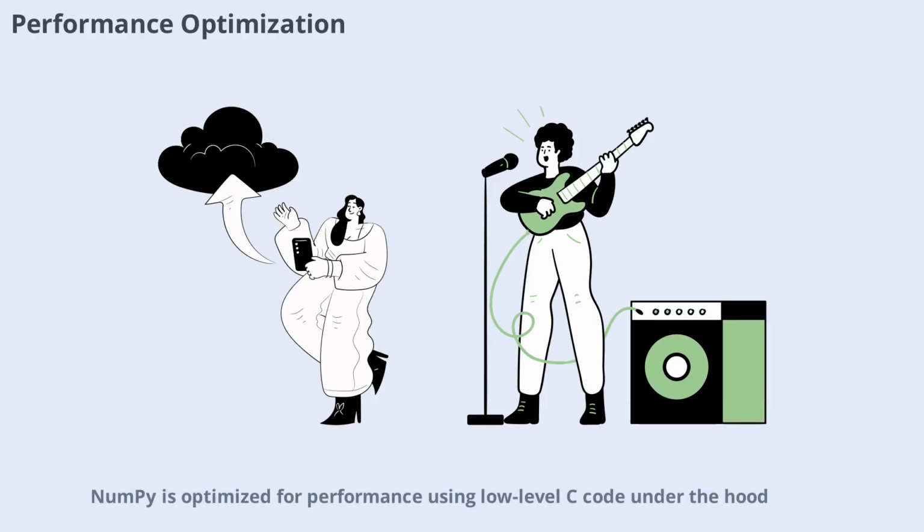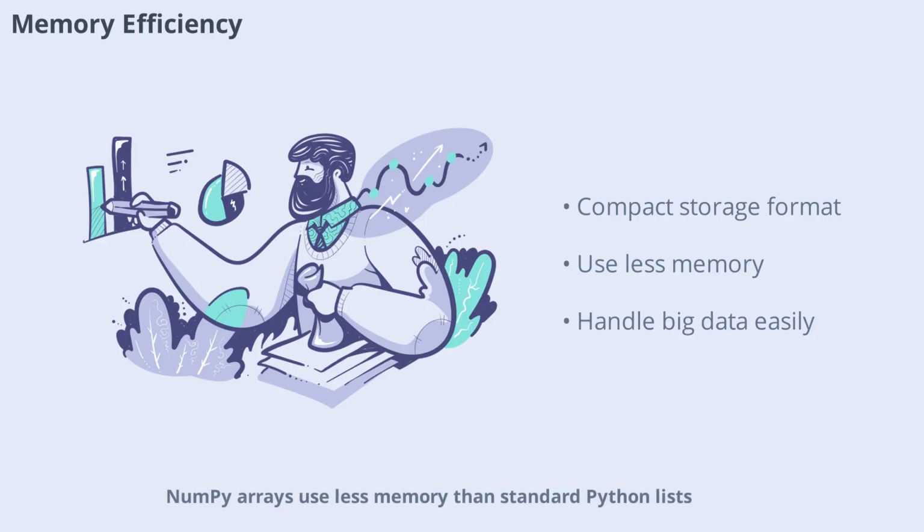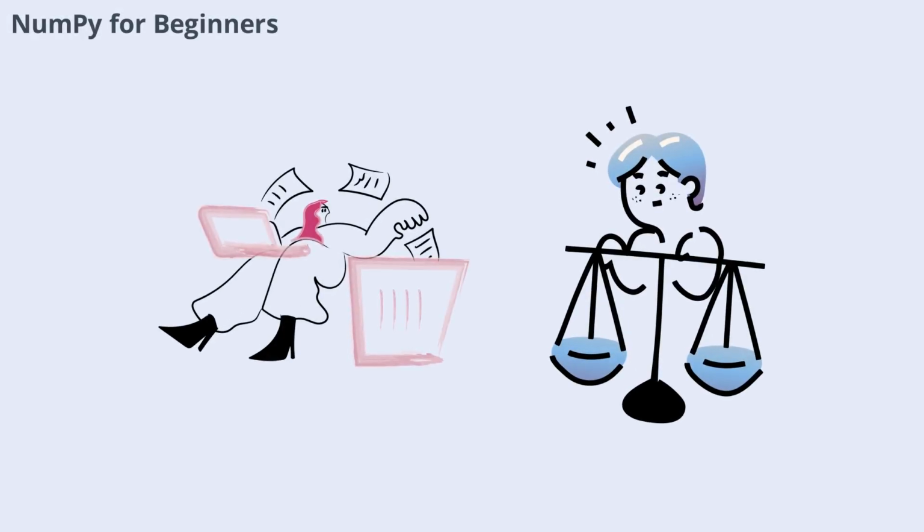NumPy is optimized for performance using low-level C code under the hood. This means your calculations are executed quickly, even for large datasets. By leveraging NumPy's efficient algorithms, you can handle more data in less time, making your analysis more productive. NumPy arrays use less memory than standard Python lists thanks to their compact storage format. This efficiency is crucial when working with big data, as it allows you to process more information without running into memory limitations.